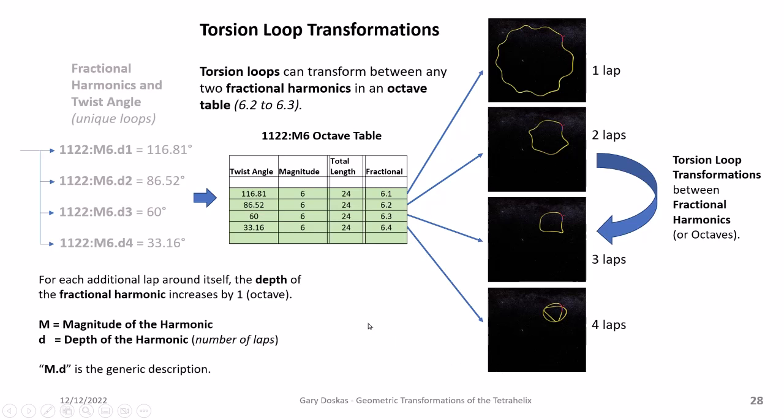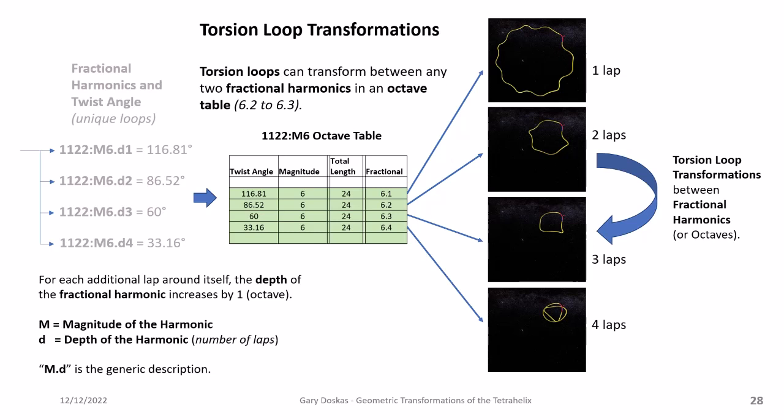So now this is a little bit more detail on what a torsion loop transformation is. We can take any one of these loops I identified in the previous video of 1 lap, 2 lap, 3 lap, and 4 lap versions. I put all this data into a table I call an octave table. This is for a magnitude 6 in this example. And you can basically make a loop transformation between any two of these fractional harmonic points to make a torsion loop transformation that exhibits motion, which you'll see in the next couple slides.